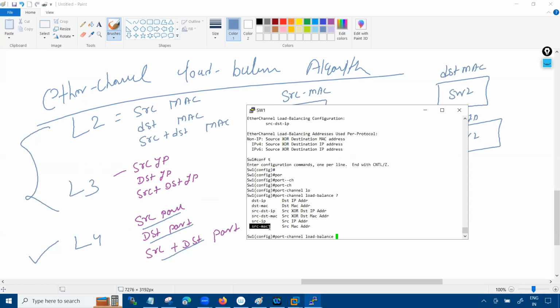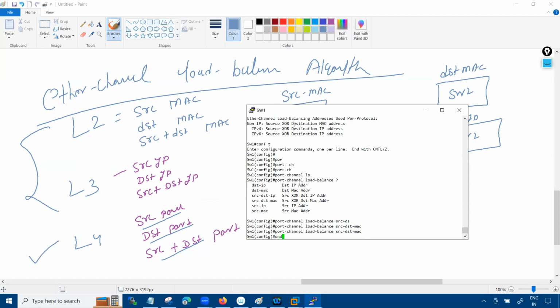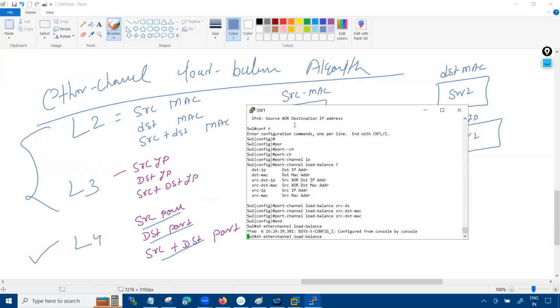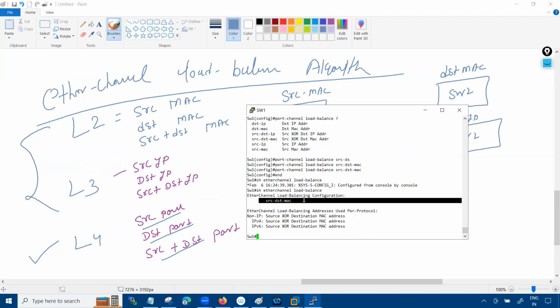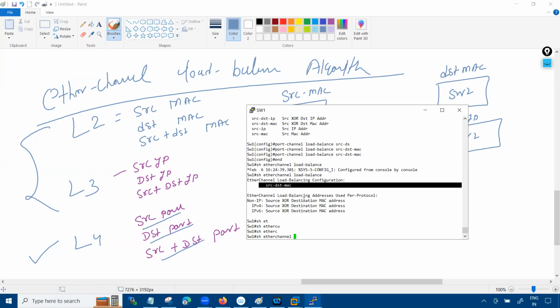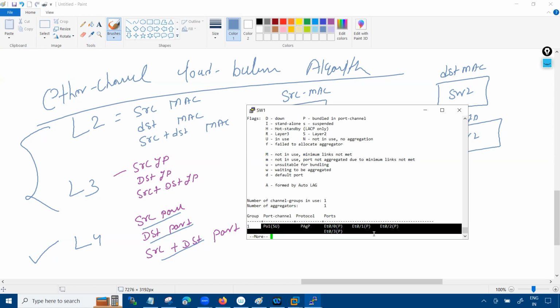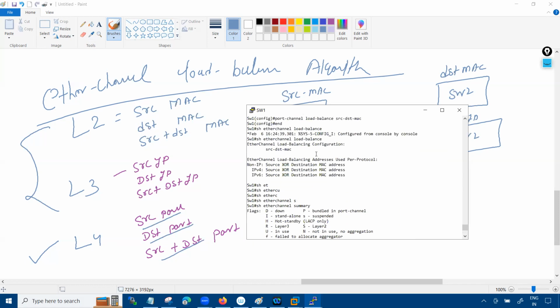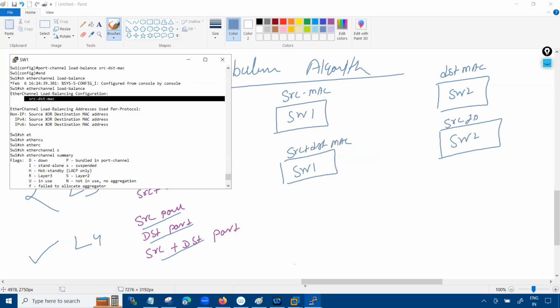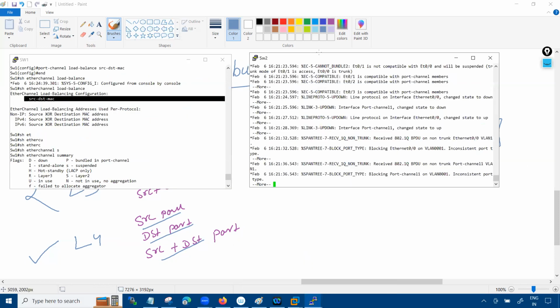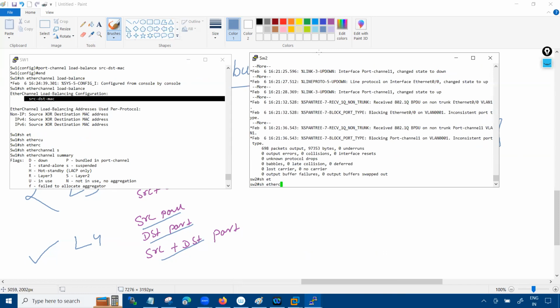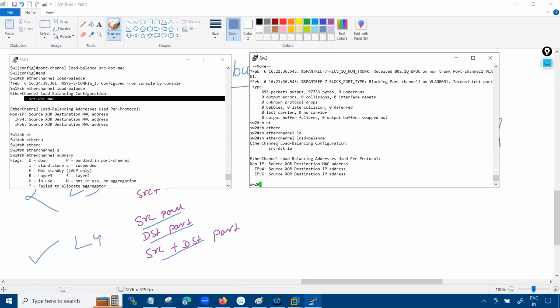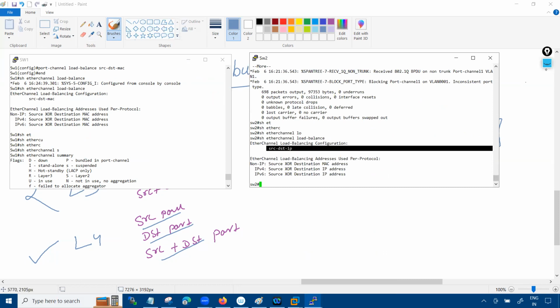For example, switch 2 is running with the default, which is source and destination IP. I can use source and destination MAC on the other side, and there will be no issue. Now put the same command: EtherChannel load balance. I still have the EtherChannel summary up right now, so there's no issue in the EtherChannel. On one side you can use source and destination MAC. On the other side, on the switch 2 side, I'm using source and destination IP. You can use the combination, there's no issue.